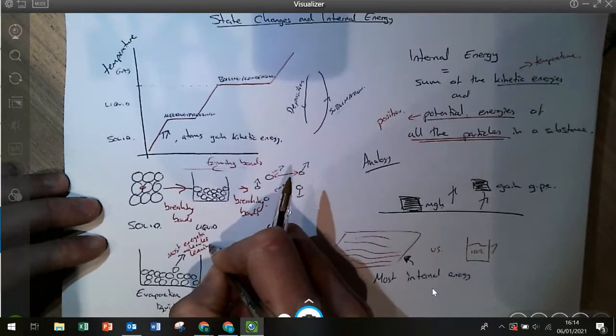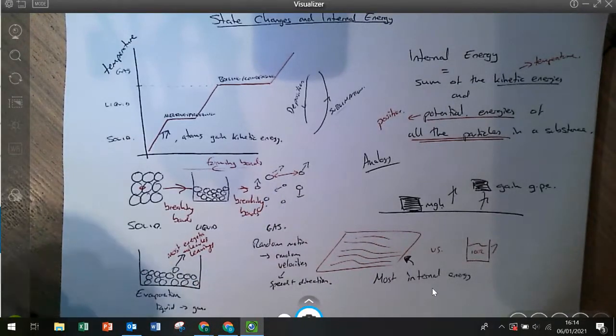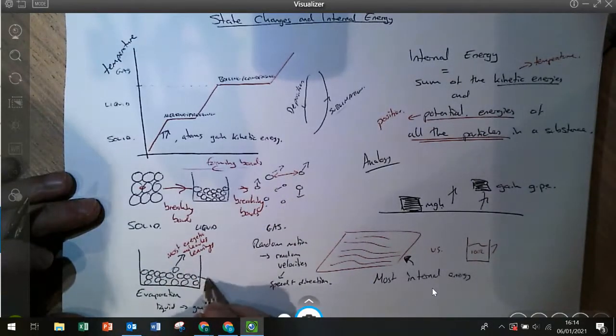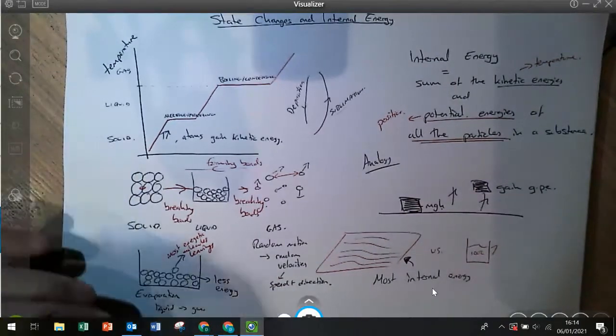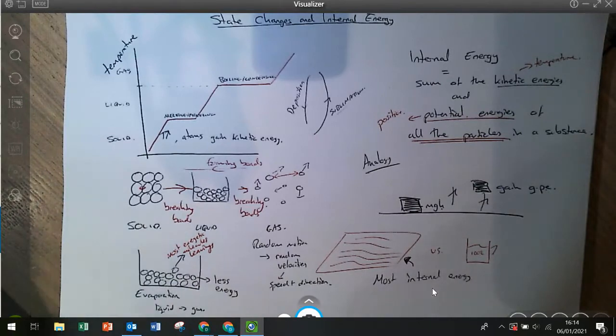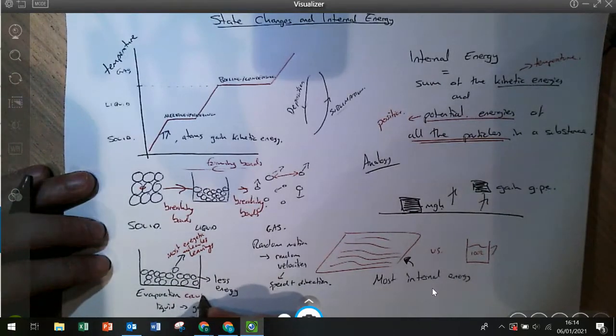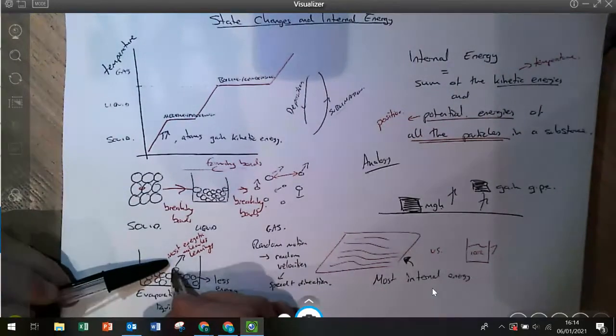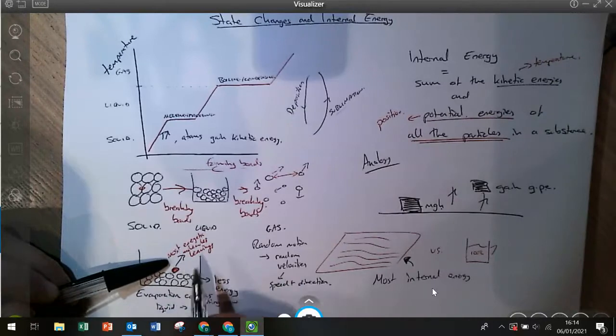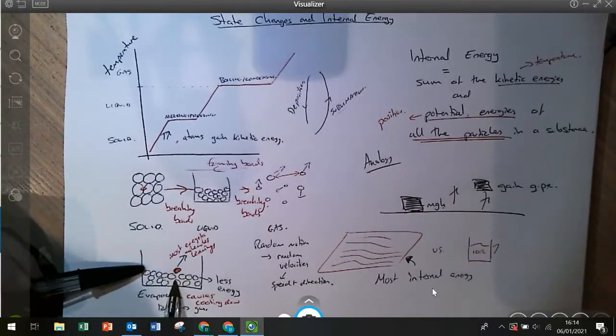So if the most energetic molecules are leaving, anything that's left behind must have less energy. So what happens over time? What does evaporation cause? It causes cooling down, because it takes energy to make the most energetic particles leave, and the ones left behind have lower energy.